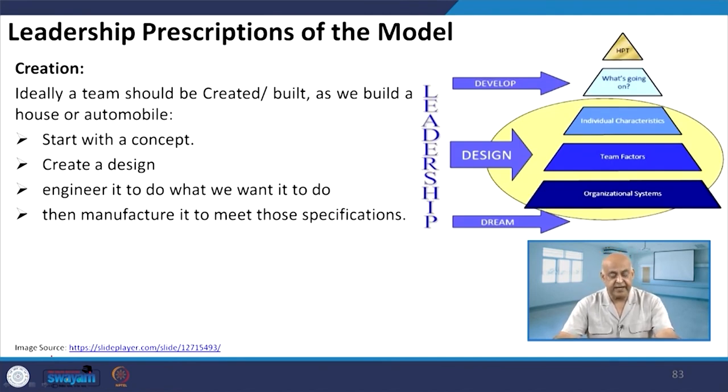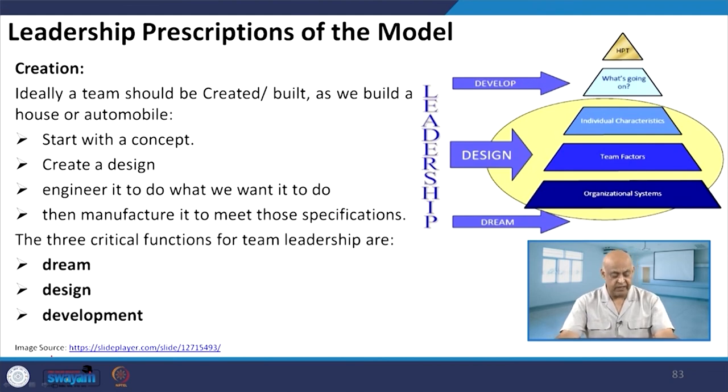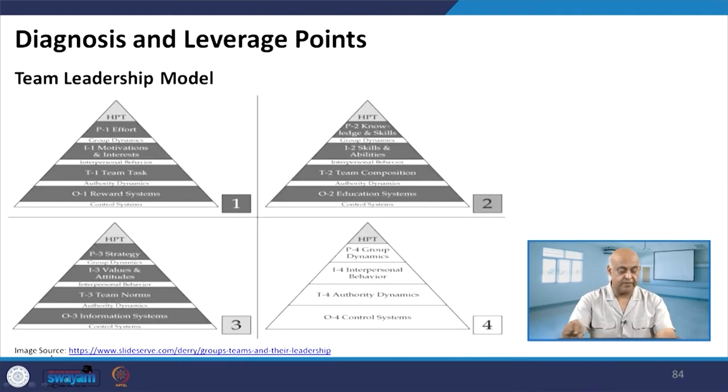Ideally, a team should be created as we build a house or automobile. Start with a concept, create a design, engineer it to do what we want it to do, then manufacture it to meet those specifications. So it always starts with the concept which you want to implement, and then you have to create a design also. And here we will find the ultimately high potential team, depending upon the parameters which will be creating the design and development. So these are the three functions of leadership that will work.